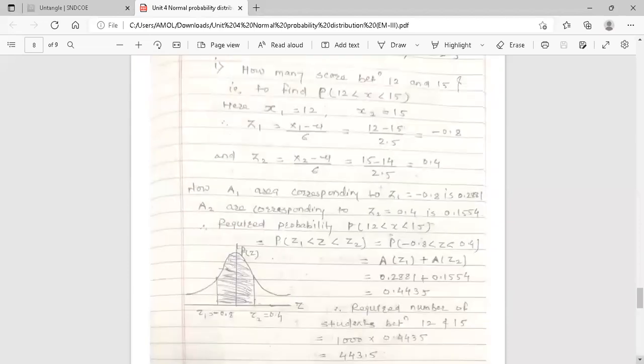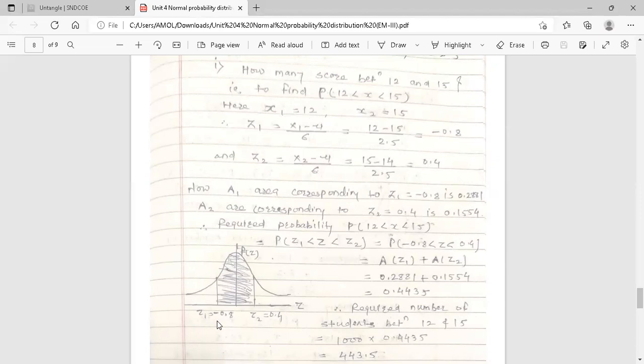z2 is x2 minus mu upon sigma. Put x2 equal to 15, mu is 14 and sigma is 2.5. Simplify it and the answer is 0.4. So z1 is minus 0.8 and z2 is 0.4. Now we want the score between 12 and 15, which means finding the probability between 12 and 15. We converted 12 as x1 into z1, which is minus 0.8, and x2 into z2, which is 0.4. So we find the probability between z1 and z2, where z1 is negative and z2 is positive.